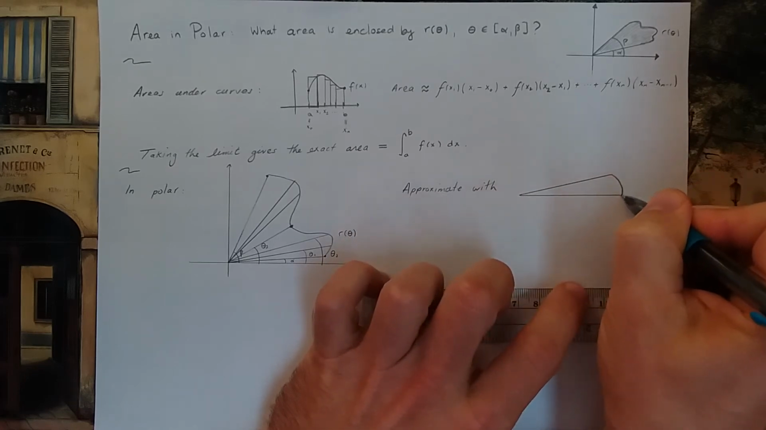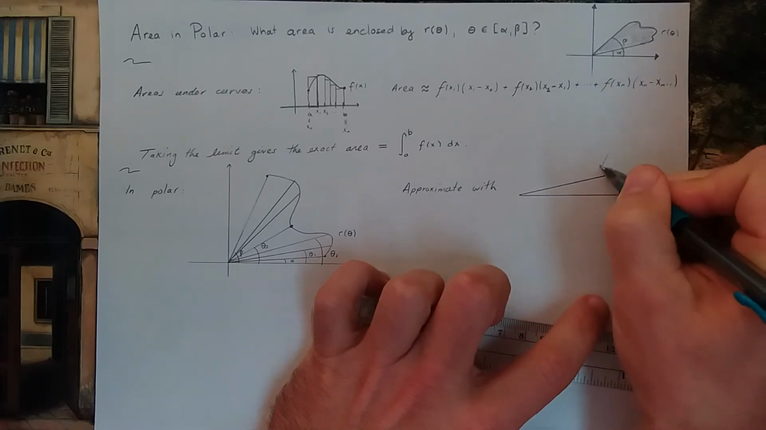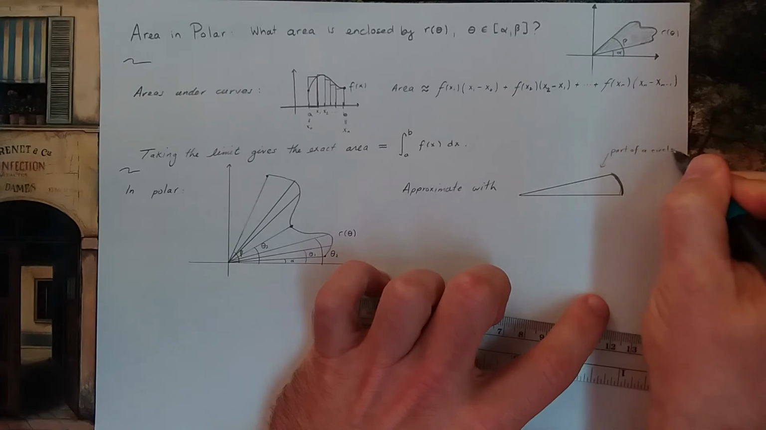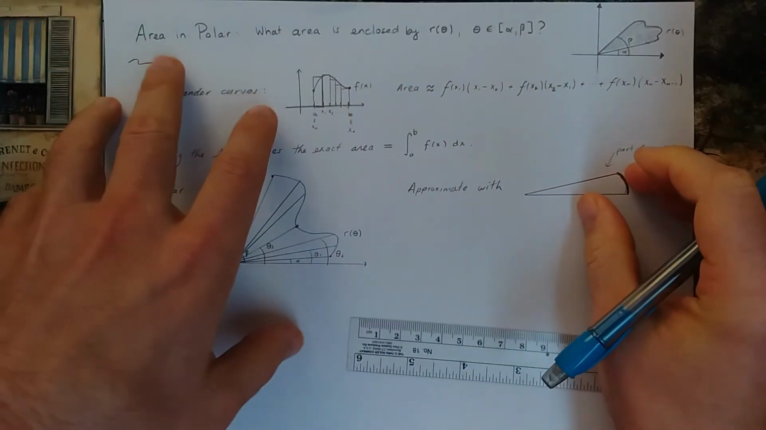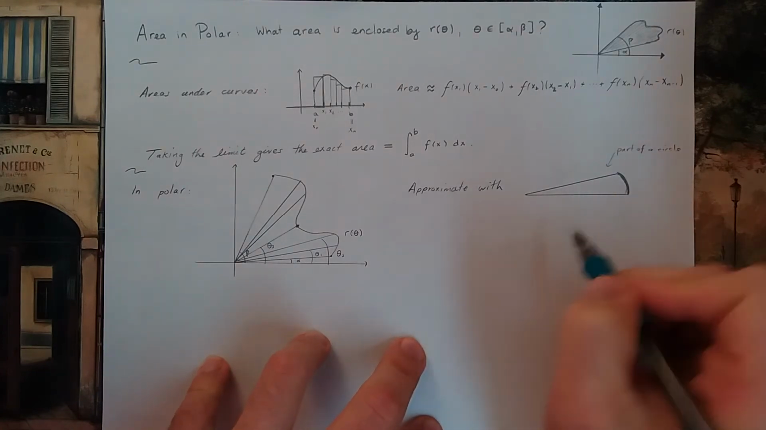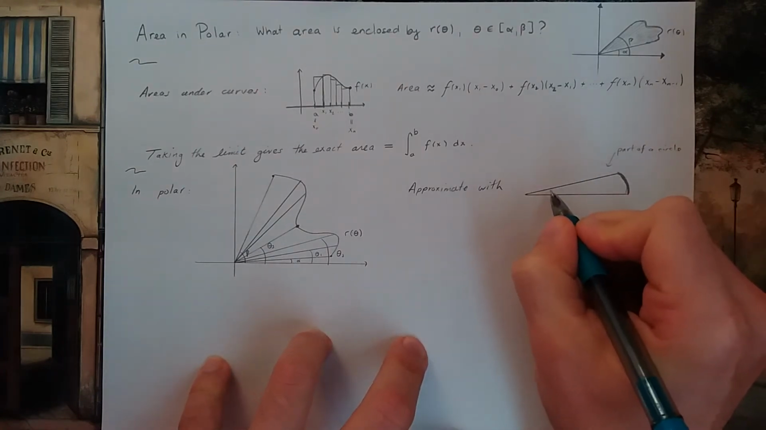So a very thin piece of pizza. This is part of a circle. It's just a wedge and part of a circle. It's like the last piece of pizza that no one wants to take to be polite, but it's the smallest piece.